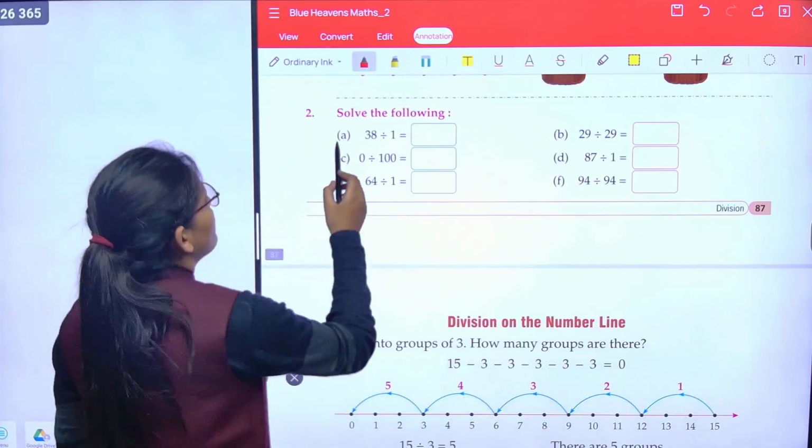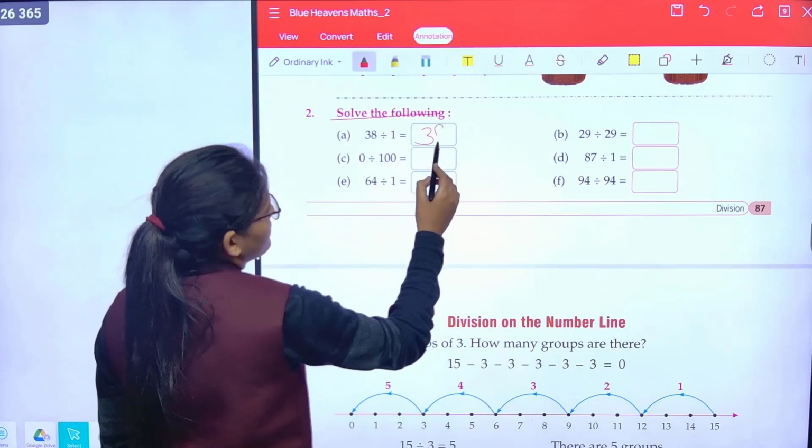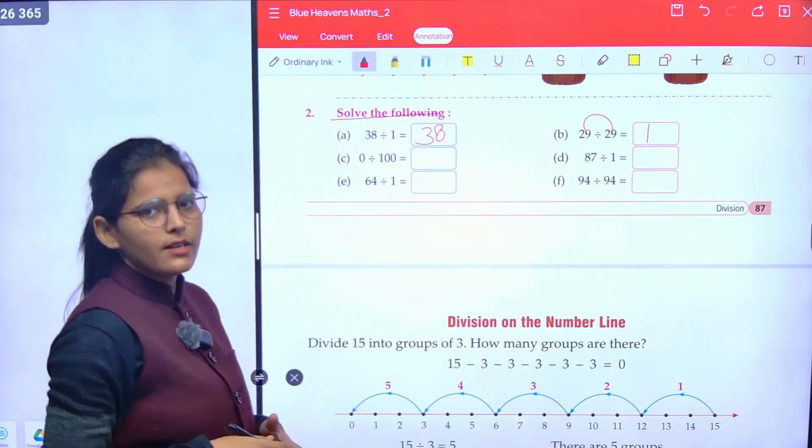Now class, solve the following. 38 divided by 1, it is 38. 29 divided by 29, it is 1. Understand? Rest of the parts do yourself class.